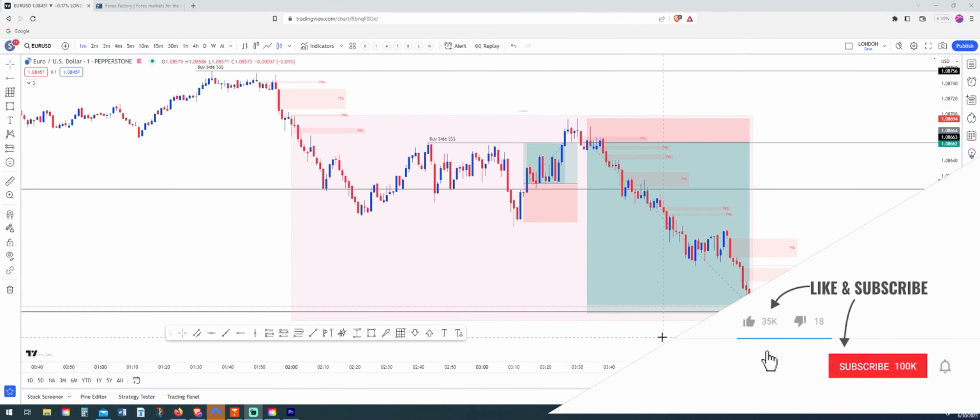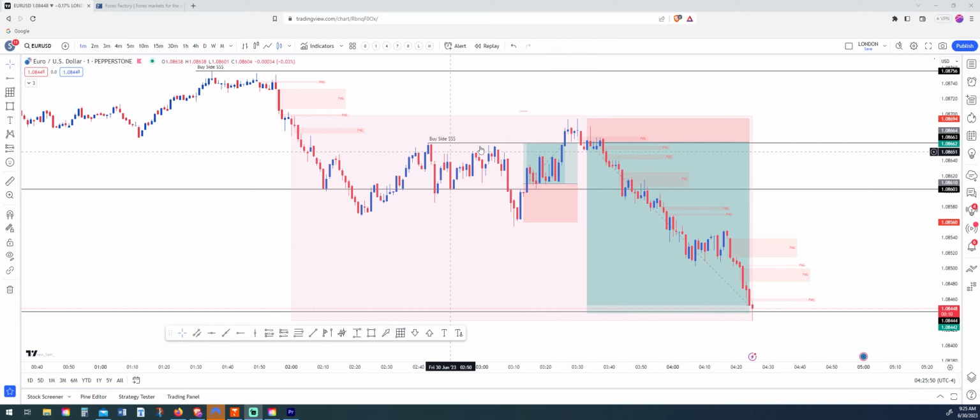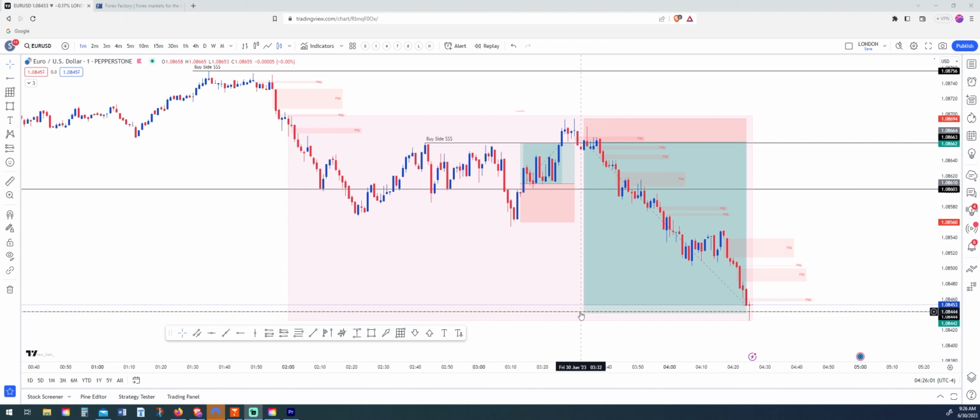In this video I'm going to show you the setup that I took in the London Silver Bullet session, grabbing this quick 5 pip take profit before taking buy side. We can ultimately see now price has reversed massively, taking out an area of liquidity that we identified in the analysis. So let's jump into the analysis now and we'll see how this trade played out.